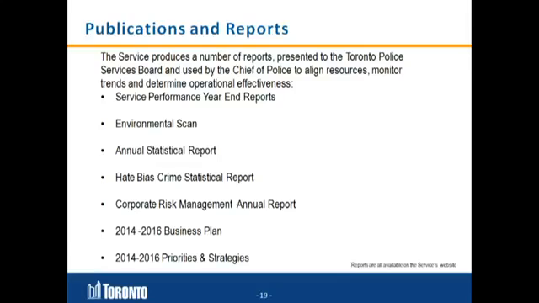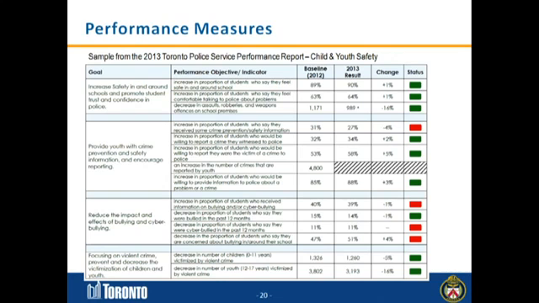an environmental scan, and an annual statistical report. And as mentioned earlier, one of our most important documents is our 2014 to 16 business plan. So just as an example, our 2013 Toronto Police Service Performance Report, this is just a page from that performance report. It shows the objectives for each of the goals that were tied into the priorities between 2011 and 2013.